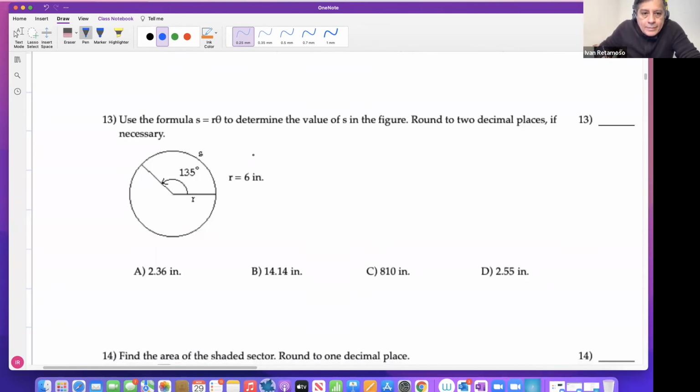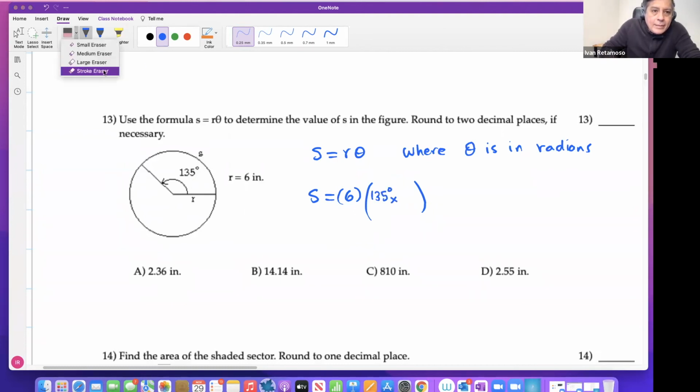Number 13 deals with, again, the arc length formula, S equals R theta, where theta is in radians. Don't forget that. In this case, the radius is equal to 6 inches, so S equals 6 times theta. But theta, recall, must be in radians. It's not, right? It's in degrees. It's 135 degrees. But no problem, because we know how to convert this to radians.